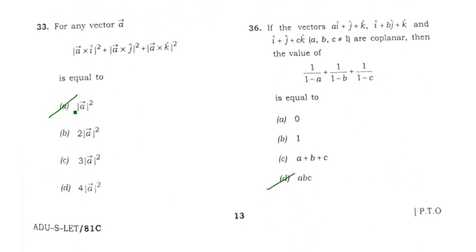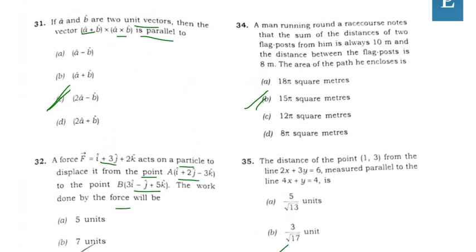For any vector A, (A cross i) square plus (A cross j) square plus (A cross k) square is equal to... so it will be mod A square. Next question is: a man running around a race course notes that the sum of the distances of two flag posts from him is always 10 meters and the distance between the flag posts is 8 meters. The area of the path he encloses is... so it will be 15 pi square meters.